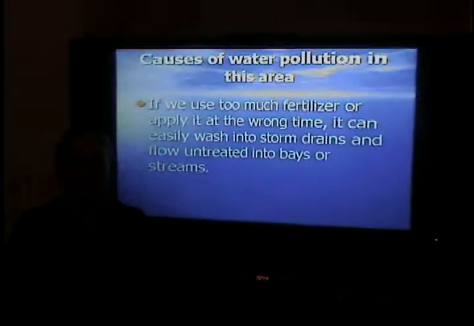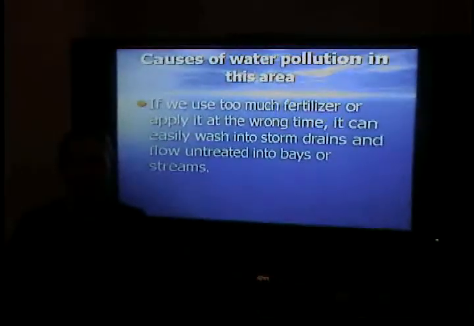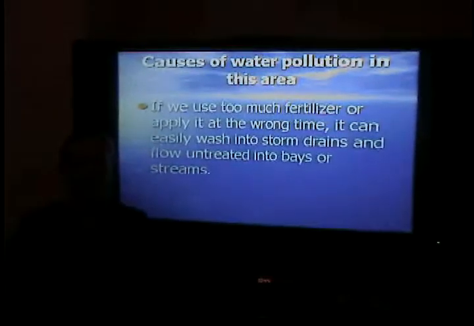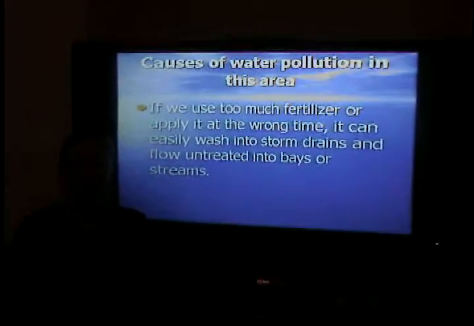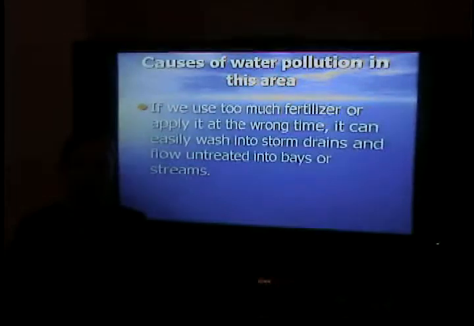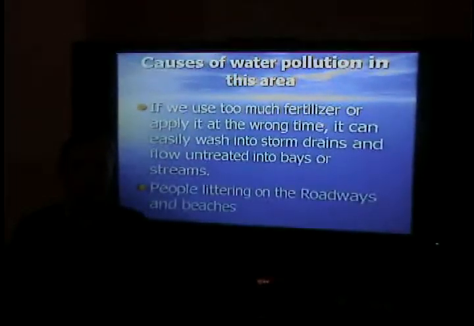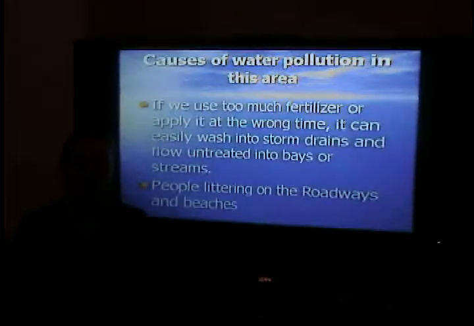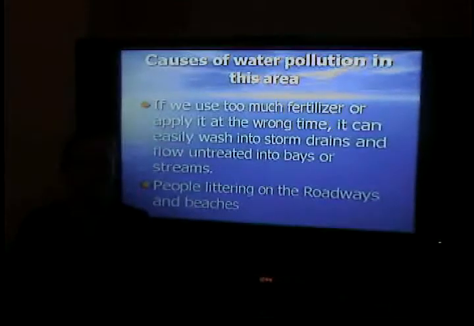If we use too much fertilizer or it's applied at the wrong time, it can easily wash into the storm drains and flow untreated into the bays or streams. People littering on the roadways and beaches.